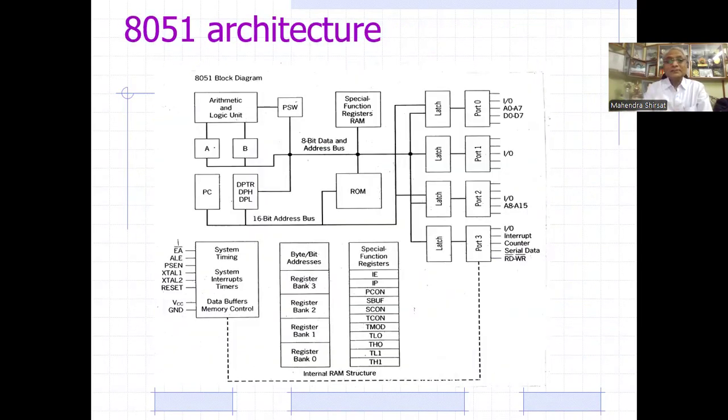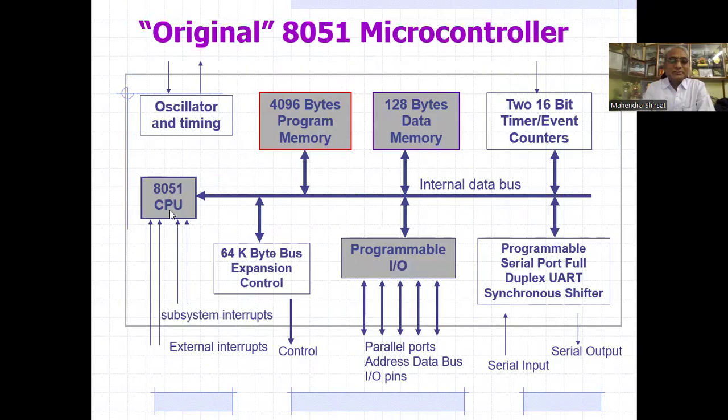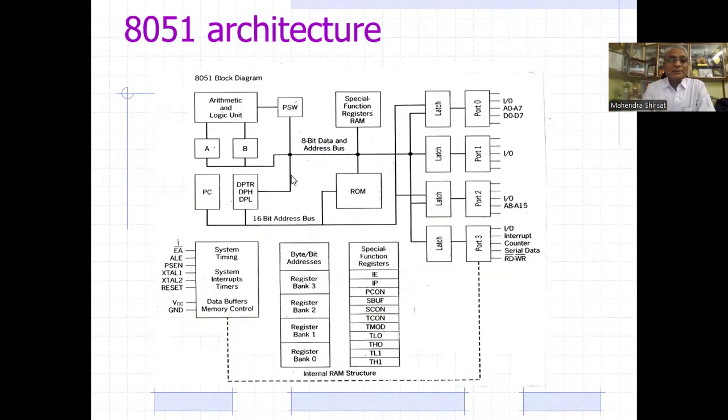Now we are calling this the microcontroller 8051 architecture. The reason is that more detailed blocks have been mentioned in this particular block diagram. If you have seen the first block diagram, you must have seen only the CPU. Now you can see what is inside: we have the arithmetic and logic unit.